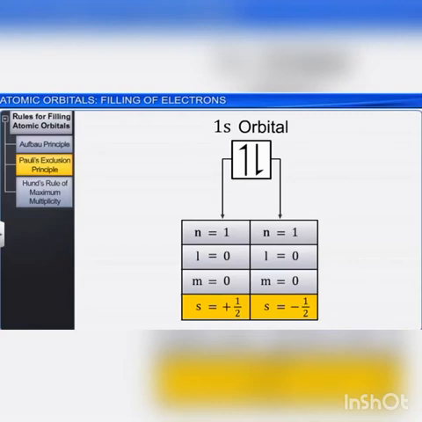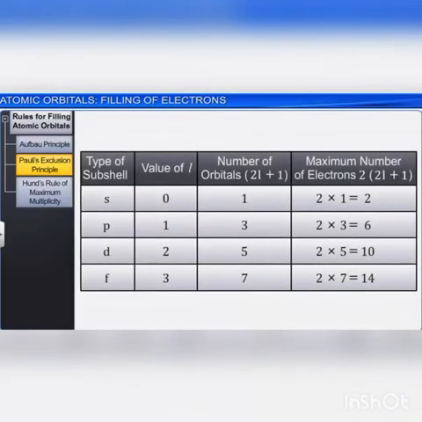Similarly, as p, d and f subshells have 3, 5 and 7 orbitals, they can have the maximum number of electrons equal to 6, 10 and 14 respectively.